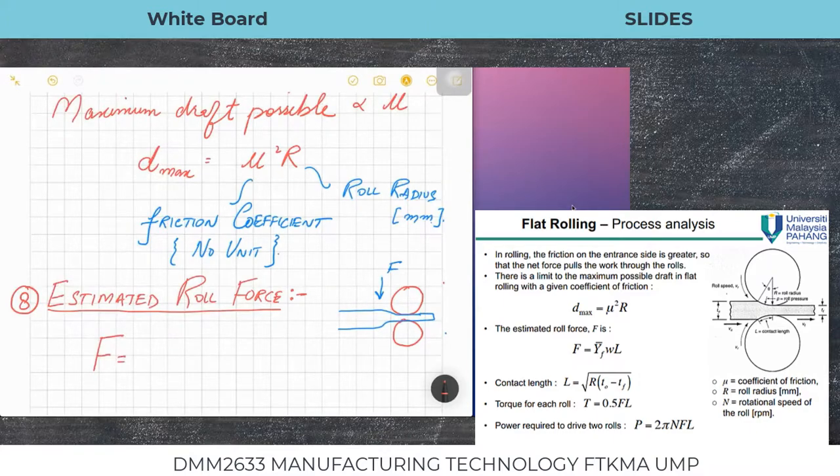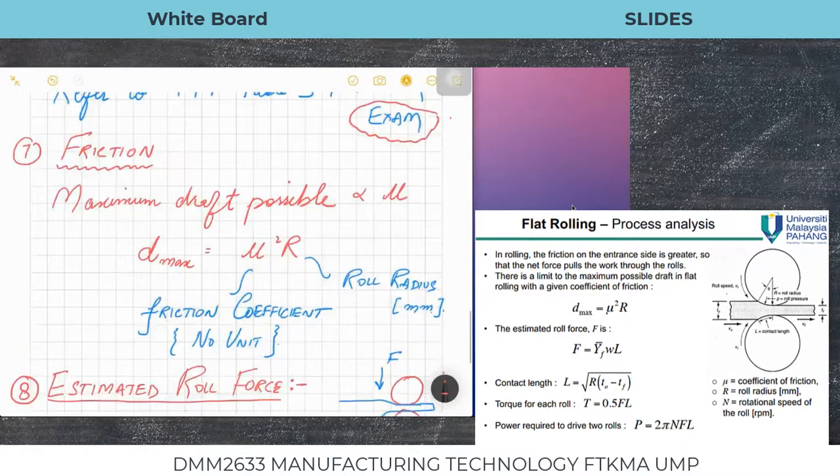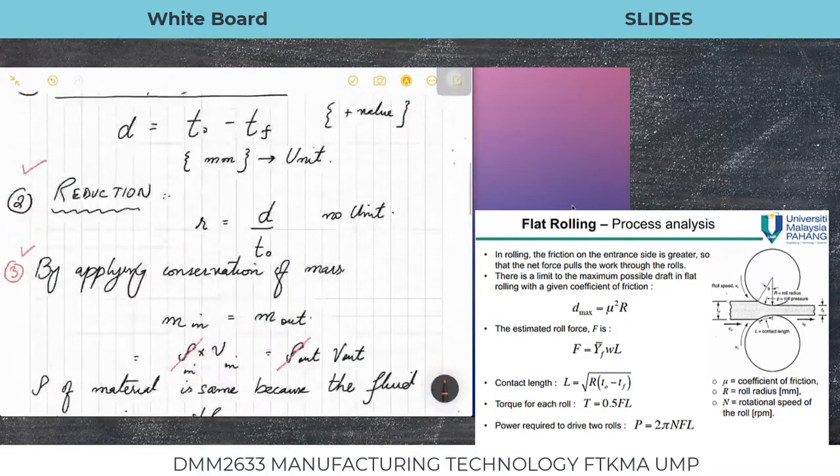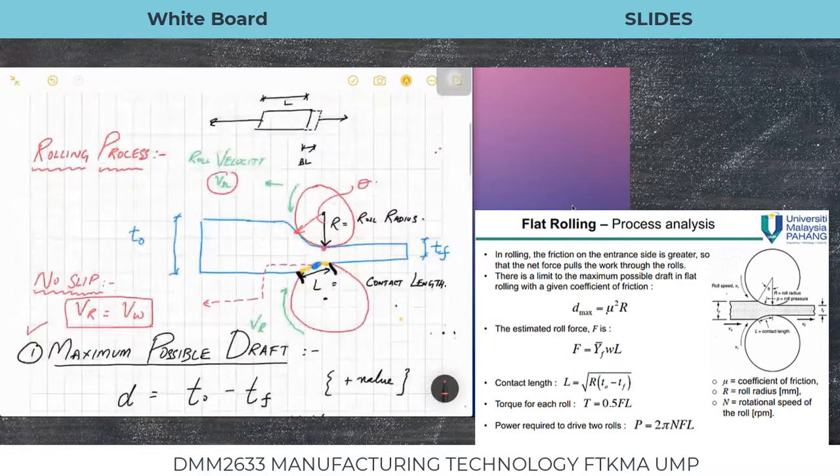And this is equal to flow stress Y into F bar multiplied by the width of my workpiece multiplied by the contact length. Okay, the contact length which we saw here. If you see in this diagram, this area was the contact length. This was the contact length area.